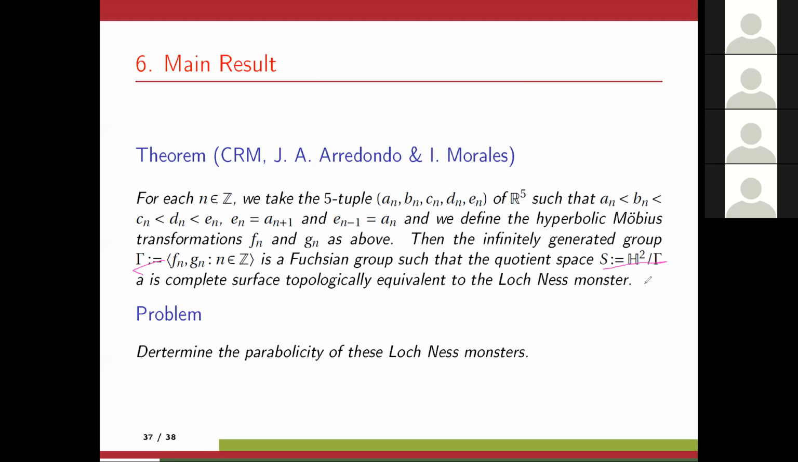So to end the presentation, we introduce the following problem. We want to determine the parabolicity of this Loch Ness monster given by the theorem before.